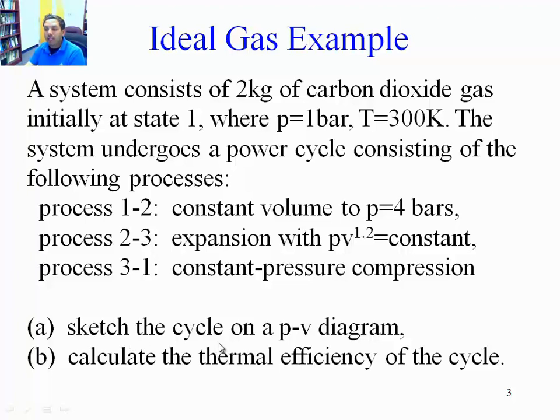We are to sketch the cycle on a PV diagram, and we are to calculate the thermal efficiency of the cycle. Remember that to calculate the thermal efficiency, you have to calculate all the heats and all the works for every single one of these processes, including the one that returns back to the original state. So this is a closed cycle, and we are being told that this is a power cycle, and we are to also verify whether this is really a power cycle, or a refrigeration cycle, or a heat pump cycle.